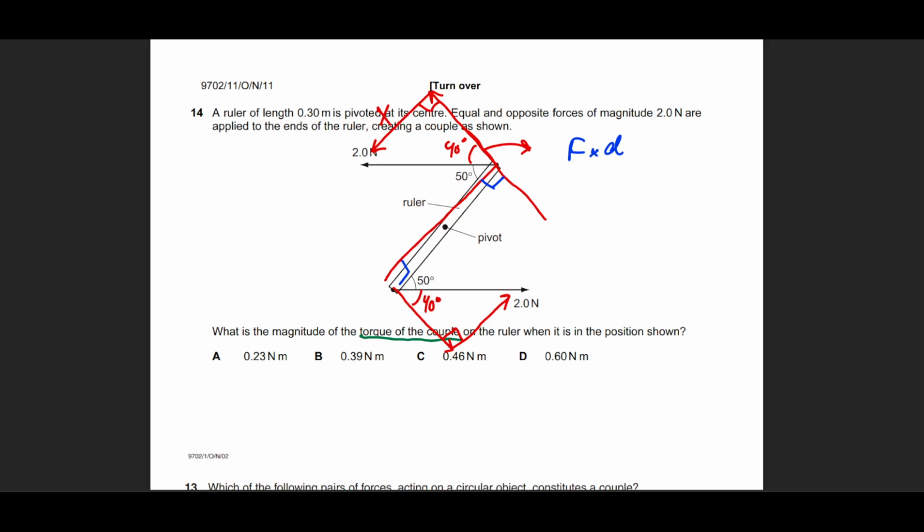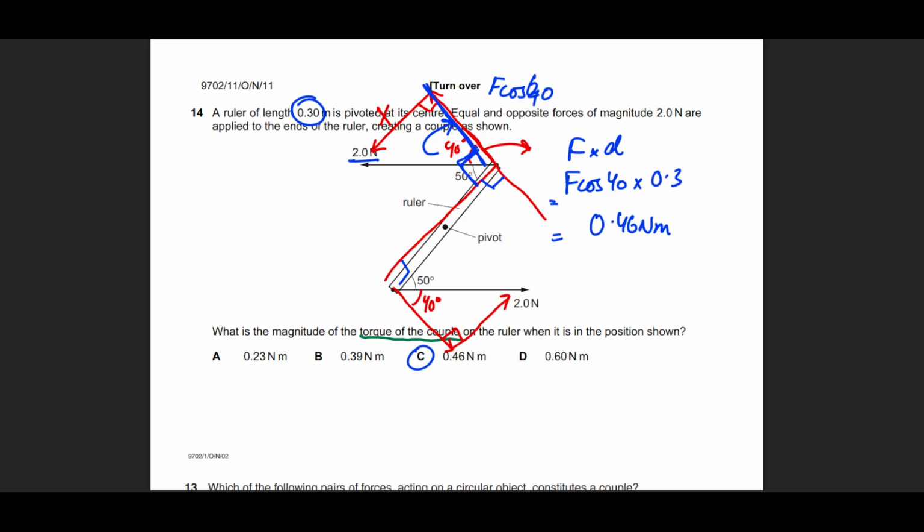So how are we going to do that? The force is actually 2 newtons and its respective component, this side, will become F cos of 40, right? We are thinking about this component because this is going to make an angle of 90 degrees with the distance. So this becomes F cos of 40 multiplied by the distance between them, which is 0.3 given in the question. So when you solve this, your answer will come out as 0.46 Newton meters. Right, so this is going to be option C.